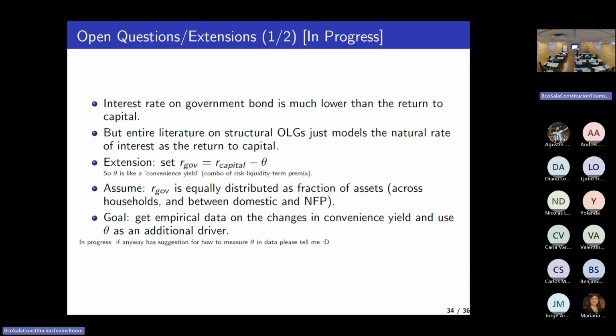What we then would like to do is add theta as an additional driver. Theta here is a convenience yield, and we can have the convenience yield change over time. We've looked at the finance literature on estimating it. We think we might be able to get a time-varying estimate of the convenience yield, but maybe not. That's something we want to do. We can certainly do it in the model, that's not a problem, but we need to find some evidence on how this convenience yield has changed over time, and then run that through the model.